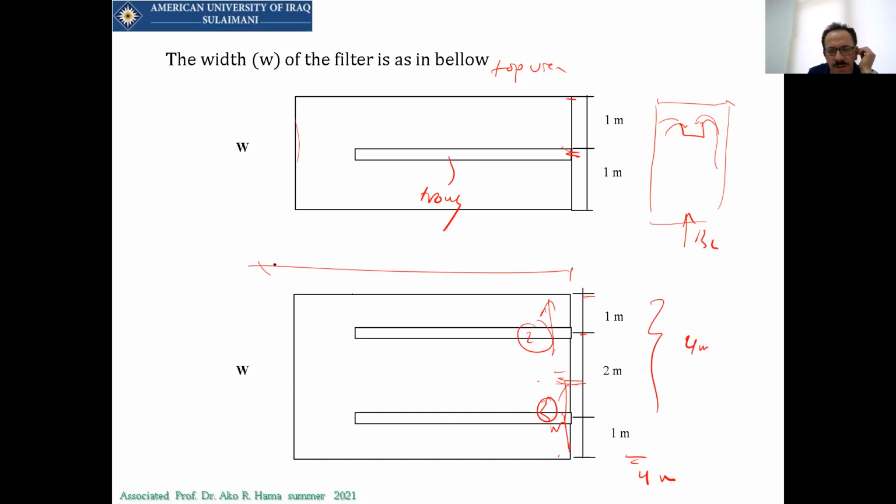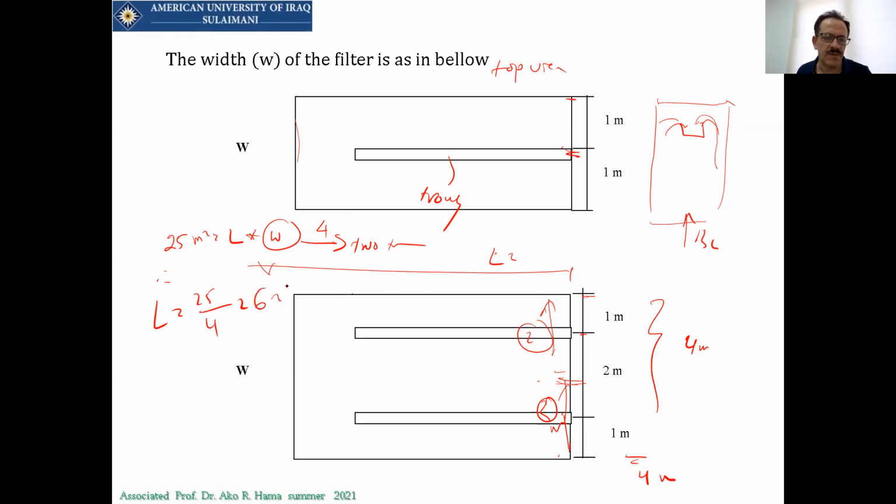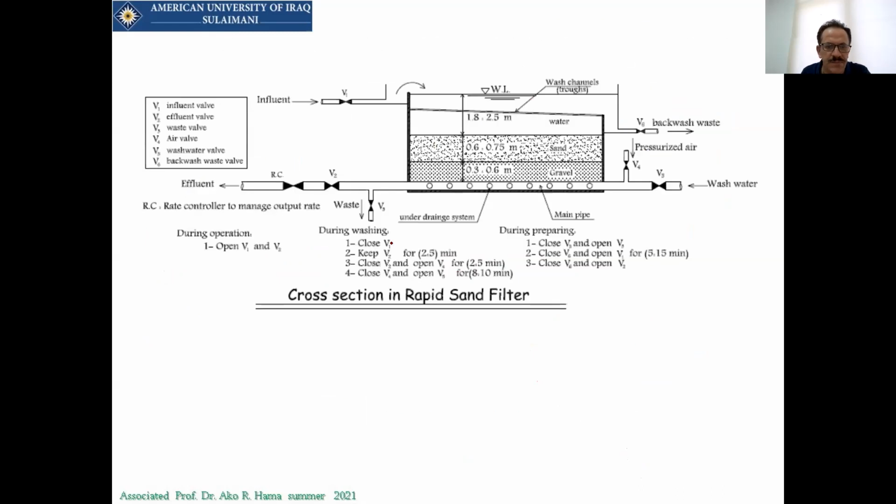And based on that width, you can find the length. We say that in our exam we have 25 meters square, which is equal to L times W, with W because of two troughs equal to 4. So L equals 25 divided by 4, which is equal to 6.25. So this will become the length and the width of the filter.